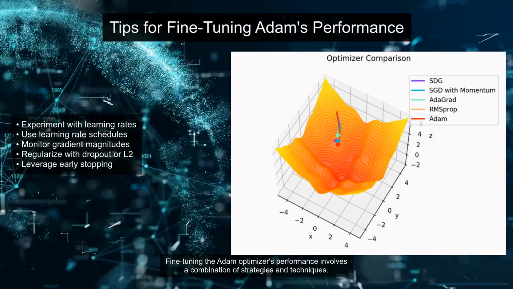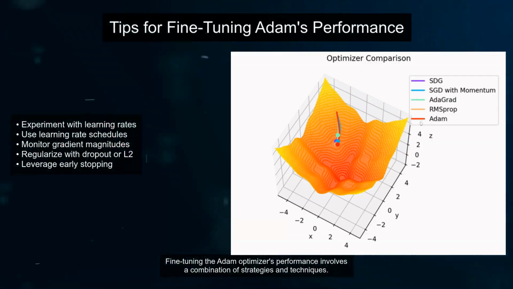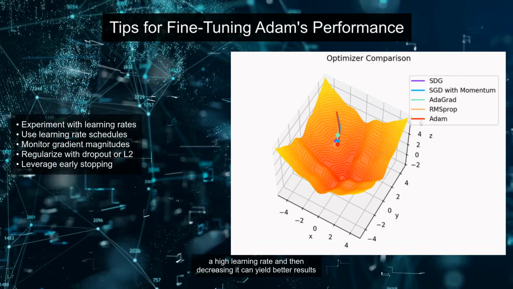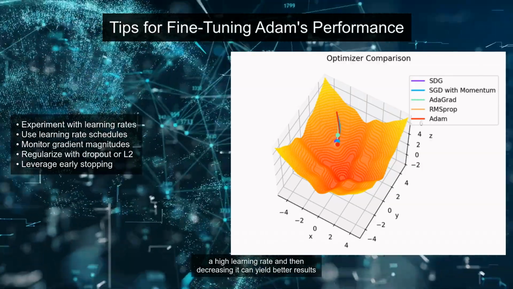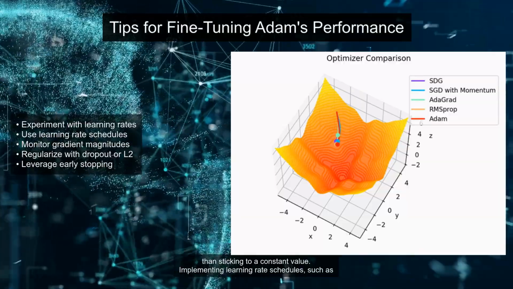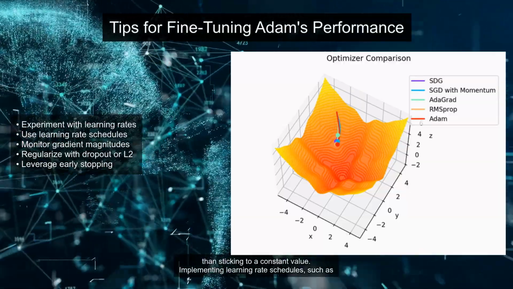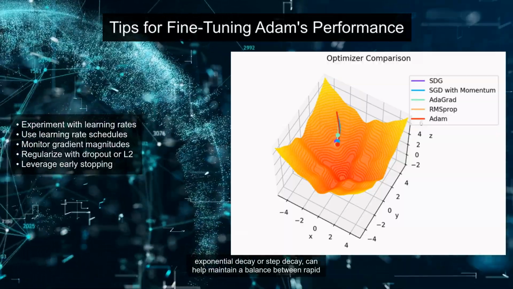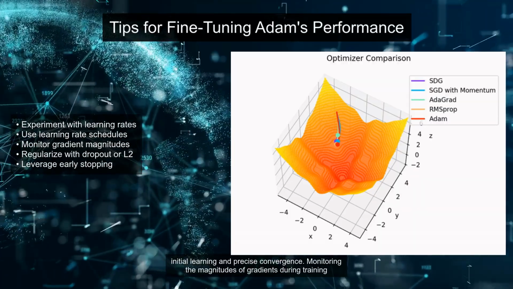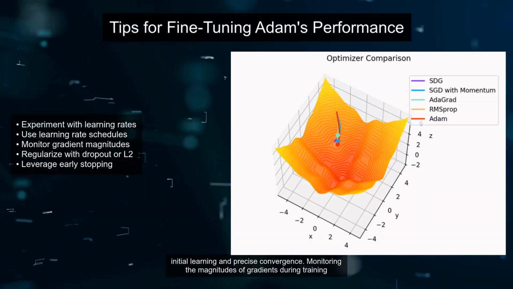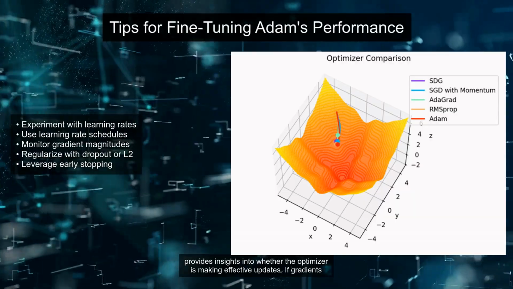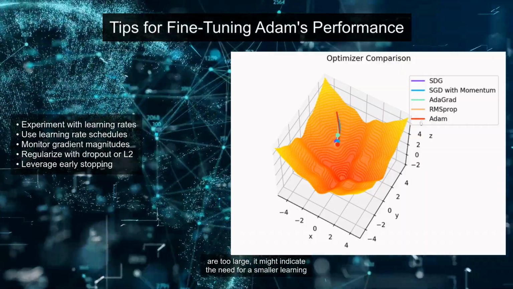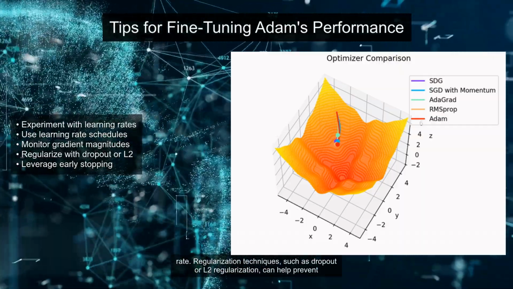Fine-tuning the Atom Optimizer's performance involves a combination of strategies and techniques. Experimenting with different learning rates is a fundamental approach. Sometimes, starting with a high learning rate and then decreasing it can yield better results than sticking to a constant value. Implementing learning rate schedules, such as exponential decay or step decay, can help maintain a balance between rapid initial learning and precise convergence. Monitoring the magnitudes of gradients during training provides insights into whether the optimizer is making effective updates. If gradients are too large, it might indicate the need for a smaller learning rate.